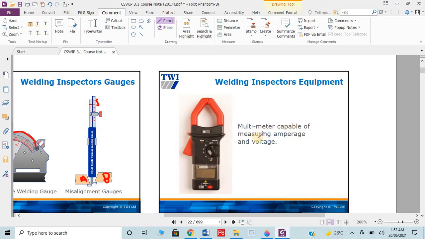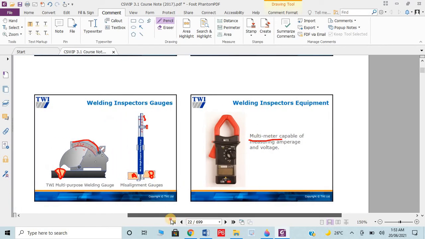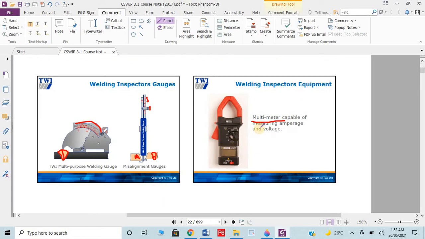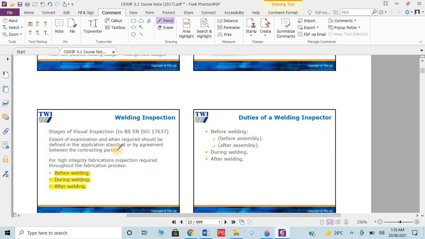The next thing is the multimeter. The multimeter is normally used to measure the ampere, volt, current, etc. These two terms are also very important to get quality welding in any process, because we have the source, we have the transformer, rectifier, inverter, etc. To measure all these volts and amperes, we will use this one. And normally we have the dial gauge or the digital instrument measuring as well. So the next thing is, when should the welding inspector inspect the job.